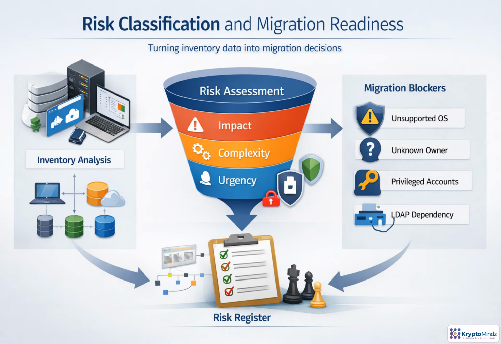Risk classification turns inventory into an actionable migration plan. Each object, device, and application is scored for business impact, technical complexity, security exposure, dependency depth, and remediation effort. That scoring separates items that are ready from those needing cleanup, remediation, hybrid handling, or deferral. The real value is early blocker detection. Unsupported operating systems, unknown owners, privileged account sprawl, or critical LDAP dependencies. Capture each risk in a register with an owner, mitigation plan, timeline, and decision status. That turns uncertainty into managed work.